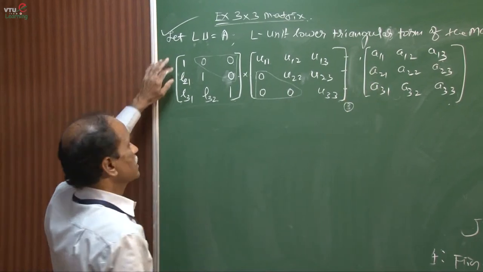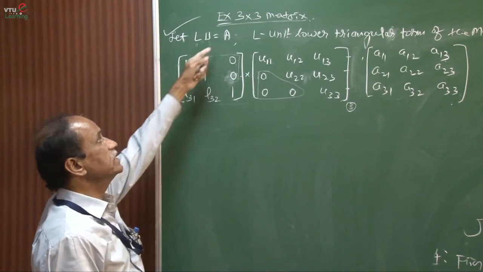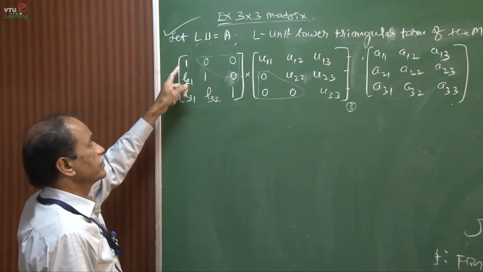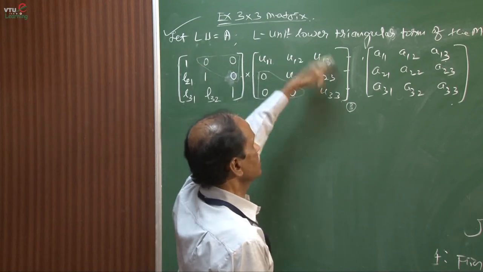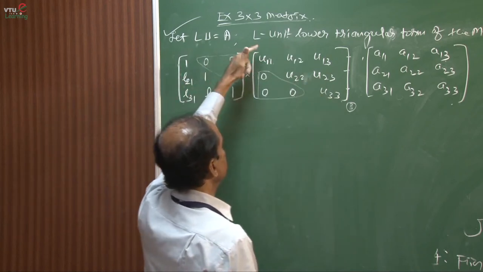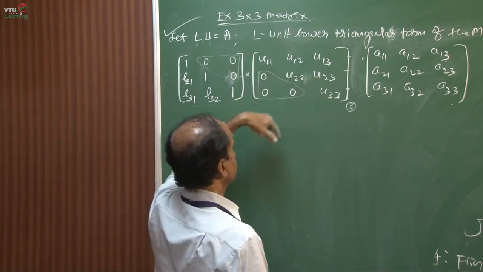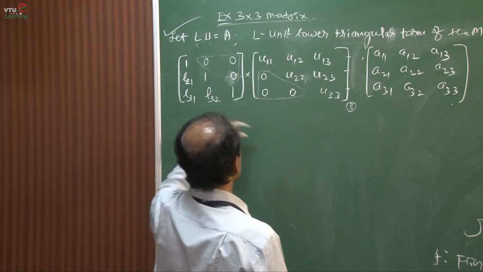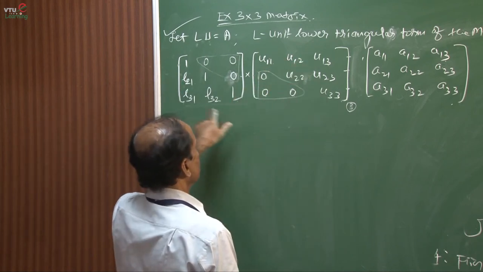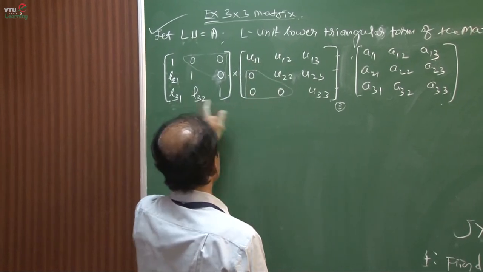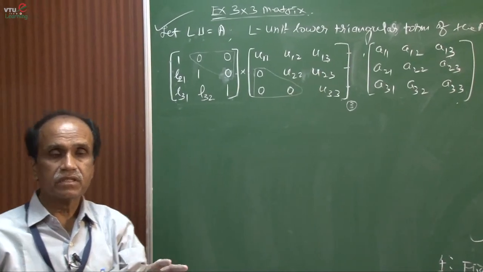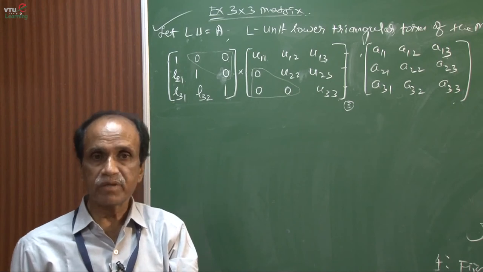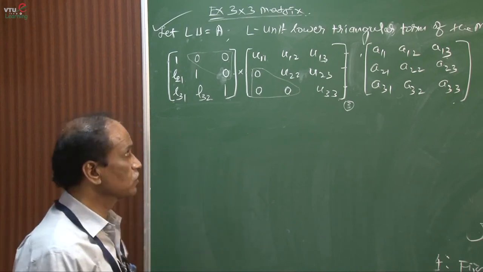Now what is the condition of multiplication? Row is multiplied with the column. First row into first column, first row into second column, first row into third column, second row into first column, second row into second column, second row into third column, third row into first column, third row into second column, third row into third column. This is the basic matrix multiplication between two matrices. We have to do it like that.